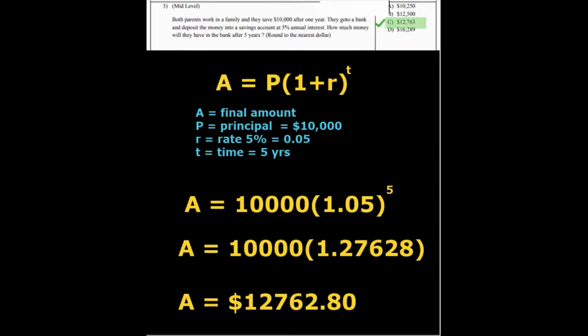Well, what does that mean? That means that whatever money you start with after 5 years will grow by over 27%. The final amount will be $12,762.80. Rounded to nearest dollar, the correct answer is C.